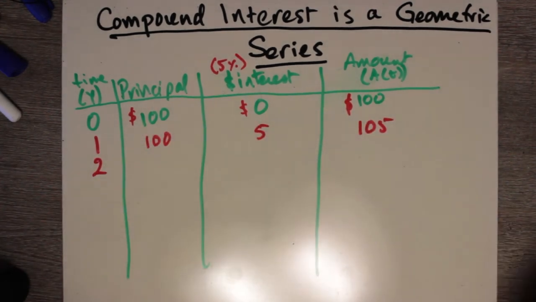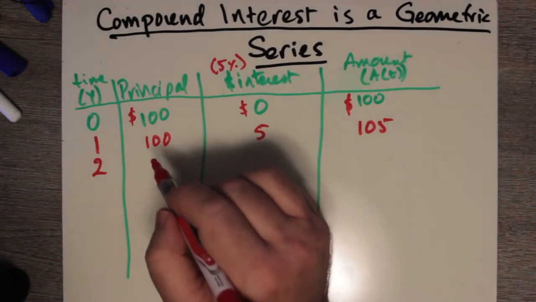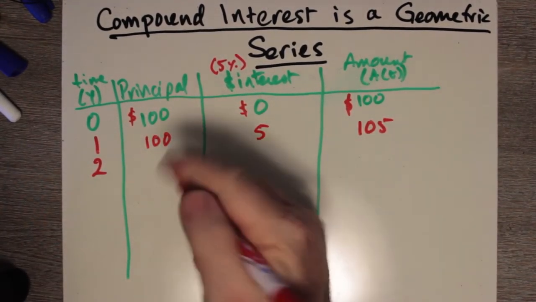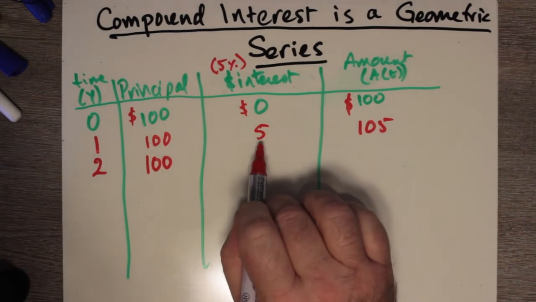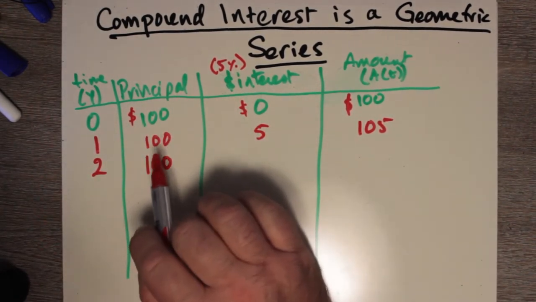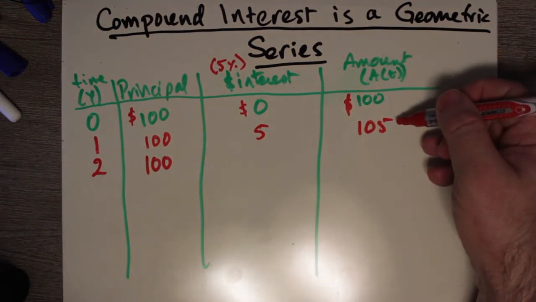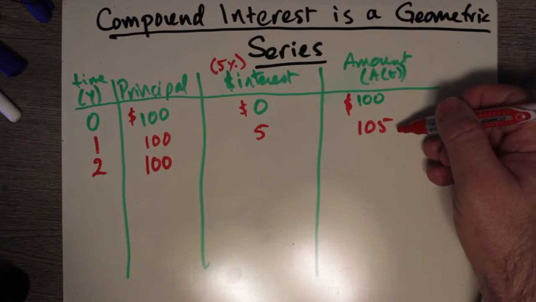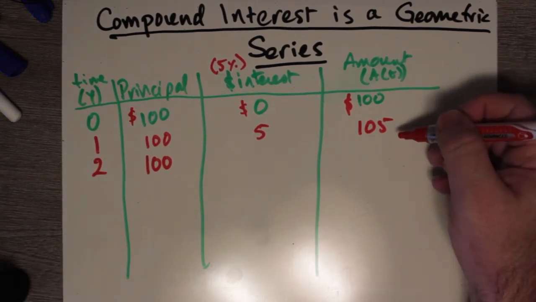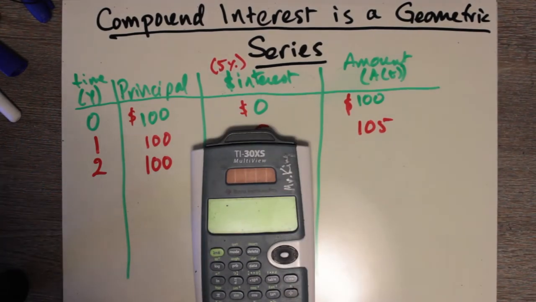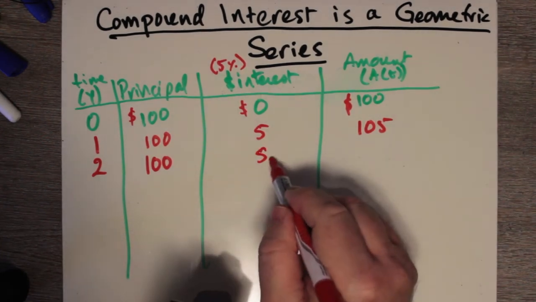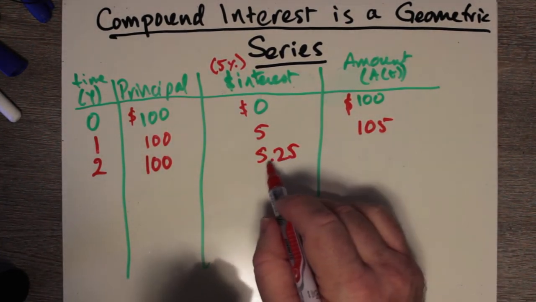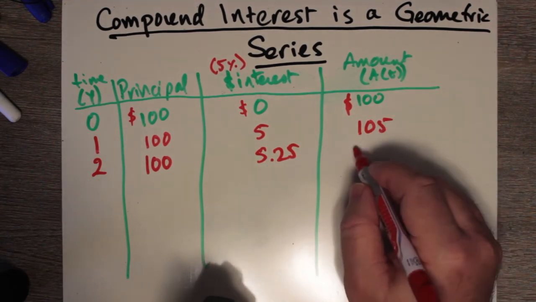Let's go to year two. So for year two, remember the principal by definition, we're not adding more money to it. We're not investing more money. But something interesting happens here. The 5% interest is no longer on the principal. The 5% interest is on the last amount. It was on $105. So now I have to calculate 5% of 105, which will be interesting. 105 times 0.05 gives me $5.25. Okay, so if I add $5.25 to my last balance, I get $110.25.